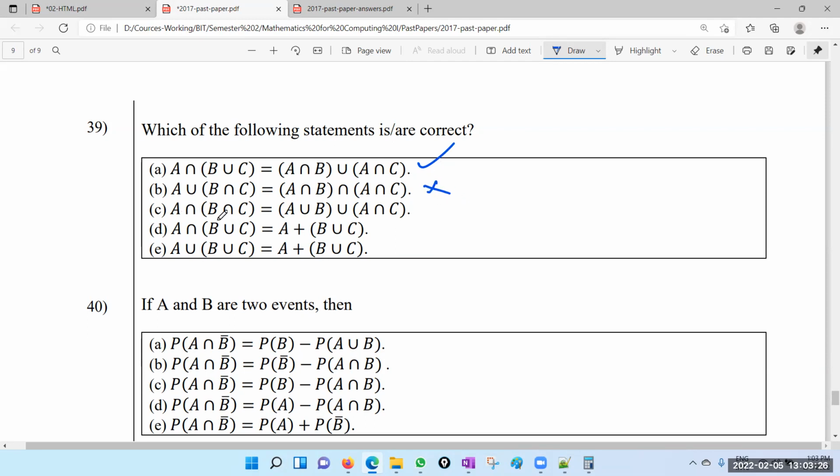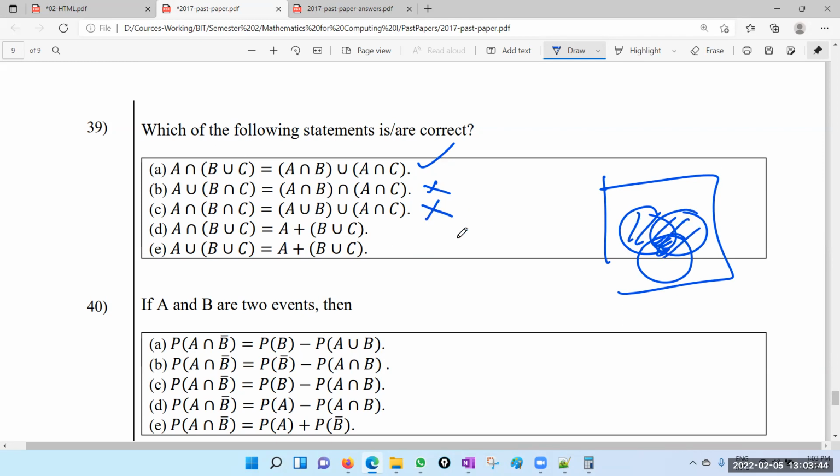This is both the intersection. When both are intersection, can we write like this? When you draw a diagram, this is basically this one. It belongs to all 3. Is it the one we are getting here? No, already A union B is there. So therefore this is definitely wrong.